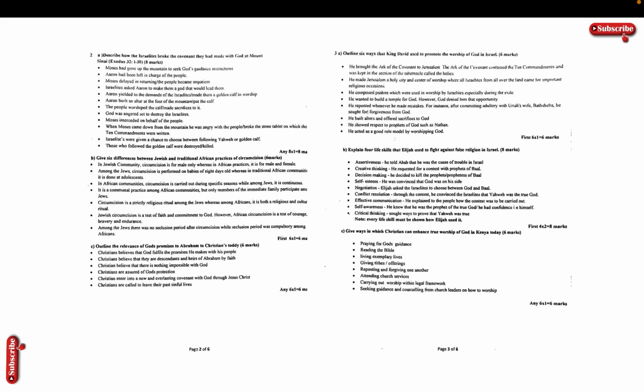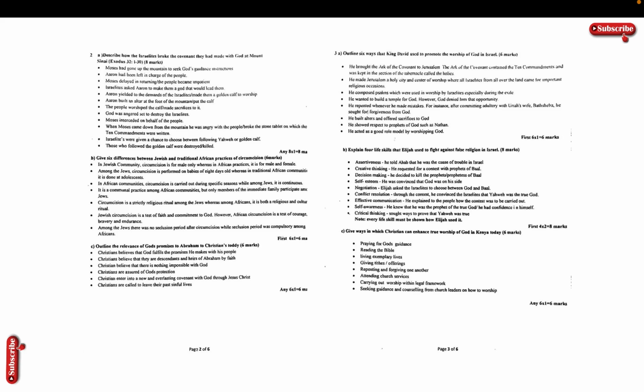Question 2C, outline the relevance of God's promises to Abraham to Christians today. Here you are being asked, people did not understand this question. From God's promises to Abraham, as Christians, what do we believe? Or what do we get from it? You should say Christians believe that God fulfills the promises he makes to his people. So Christians also believe that they are descendants and they are heirs of Abraham by faith.